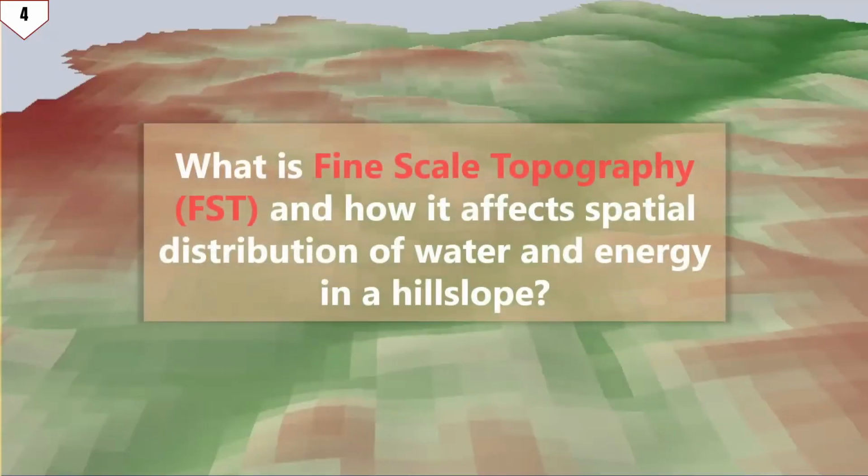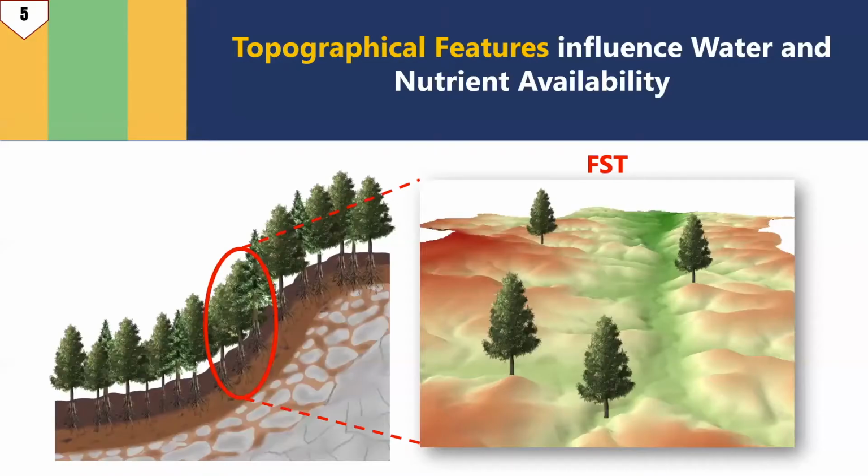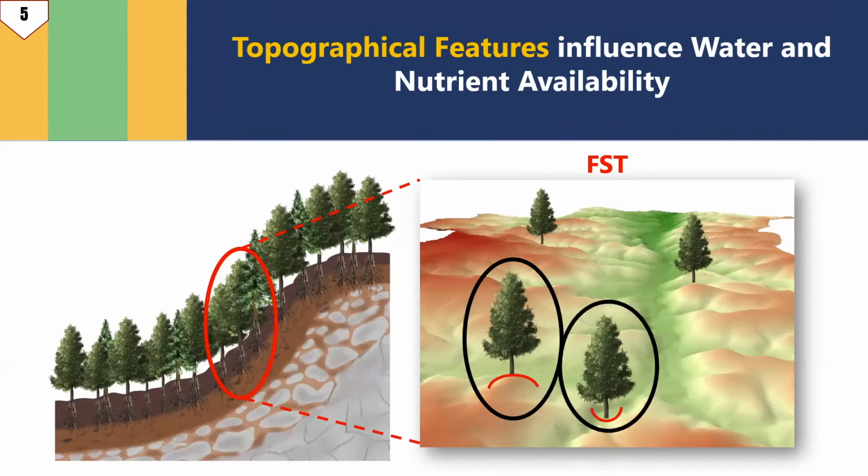You might ask what fine-scale topography is and how it affects the spatial distribution of water and energy in a hillslope. To show the concept of fine-scale topography, if we consider the left figure as a hillslope forest, we can see a horizontal transect inside the red circle in the right figure. The first tree inside the black circle is located on a convex topographical position, while the other tree inside the black circle is located on a concave topographical position.